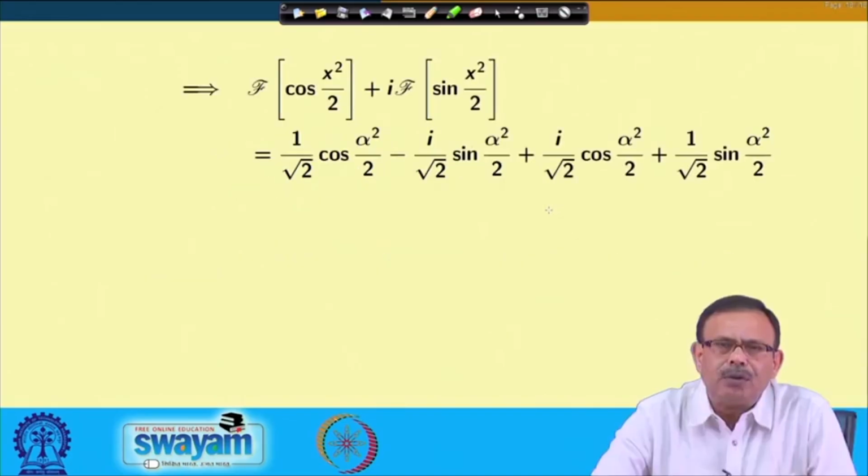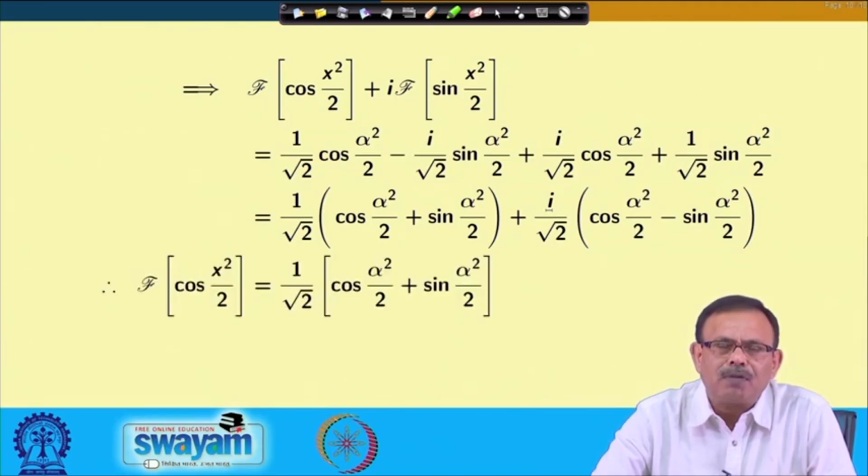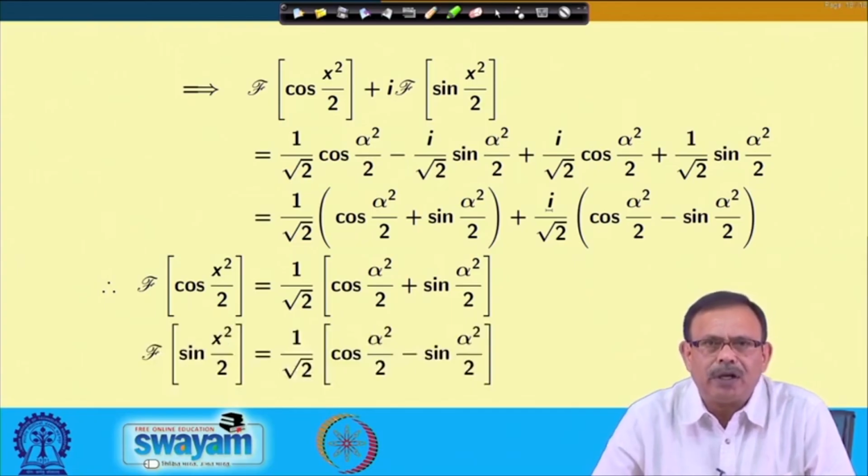And so, by simplification, I am just putting the real part and imaginary part separately. From here, if I equate the real part, I can tell Fourier transform of cos of x square by 2 is nothing but 1 by root 2 into cos of alpha square by 2 plus sin of alpha square by 2. And if I equate the imaginary part, then I can tell Fourier transform of sin of x square by 2 equals 1 by root 2 into cos of alpha square by 2 minus sin of alpha square by 2.